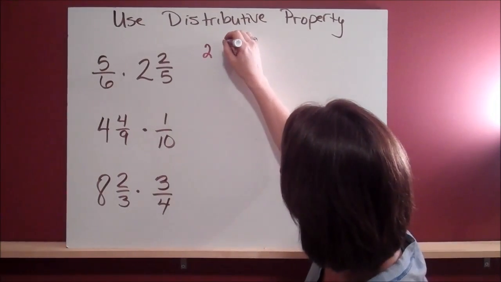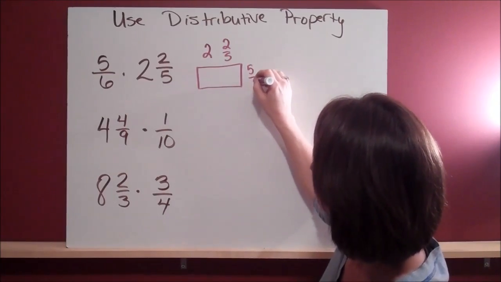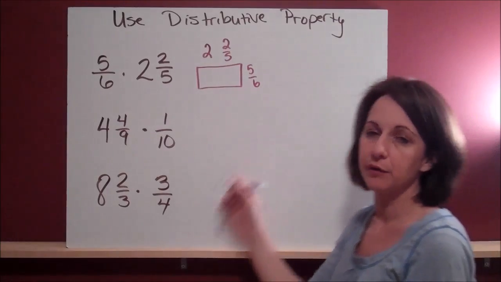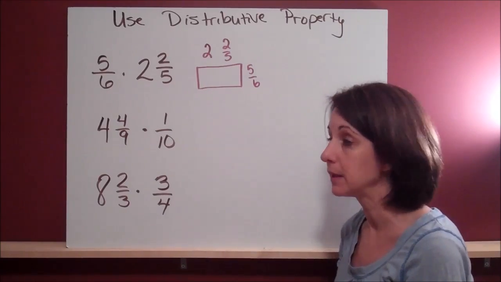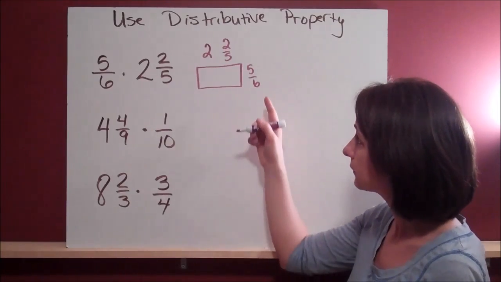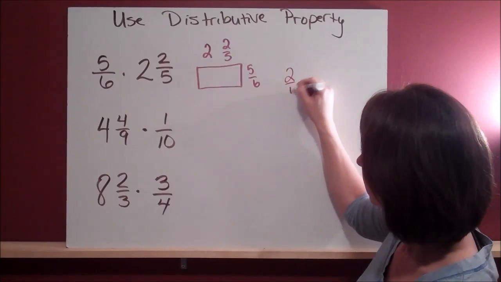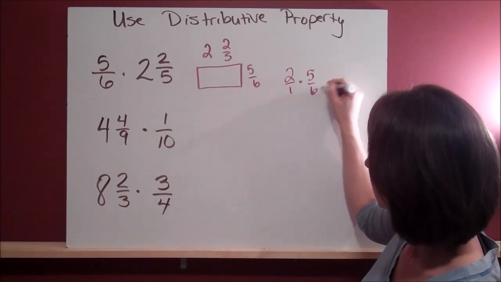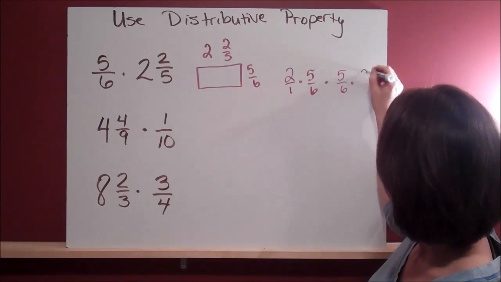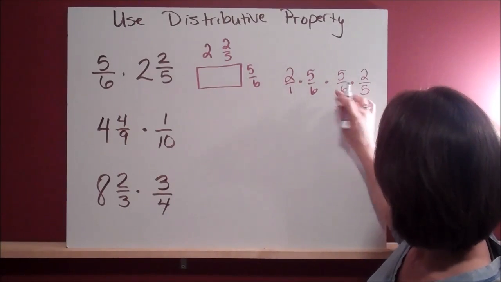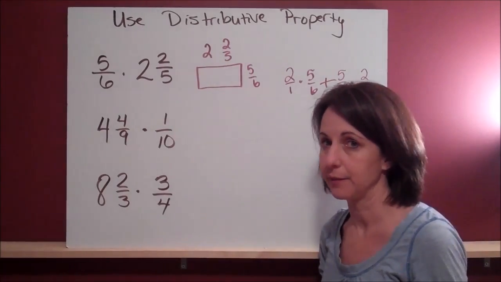So this would be 2 2/5 times 5/6. But simply writing it over here allows us to see if there's something we can simplify. And sometimes there is, and that makes it easier. So the problems that we're going to do are 2/1 times 5/6, and then we're going to do 5/6 times 2/5. And when we get those 2 answers, we're going to add them together.